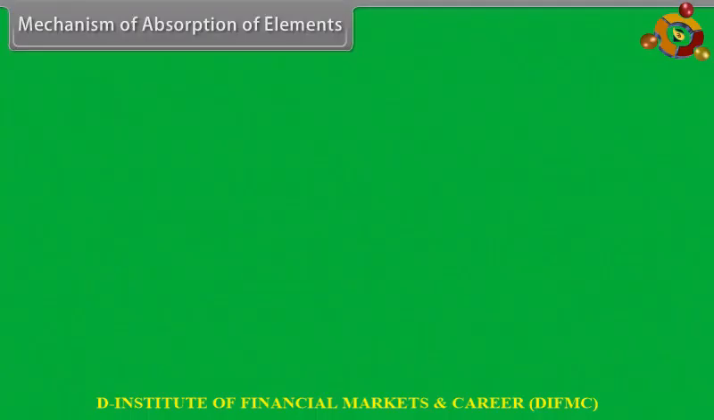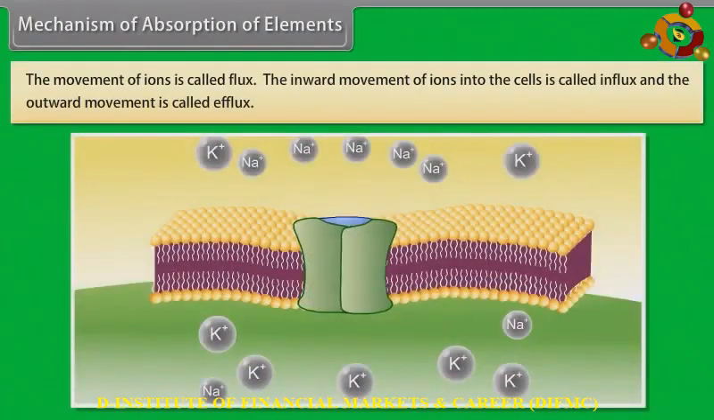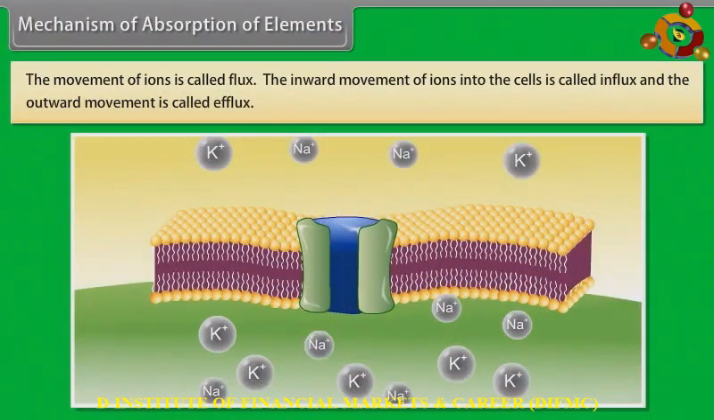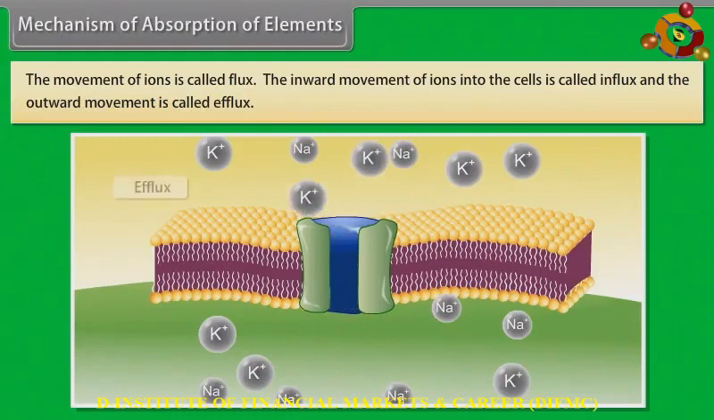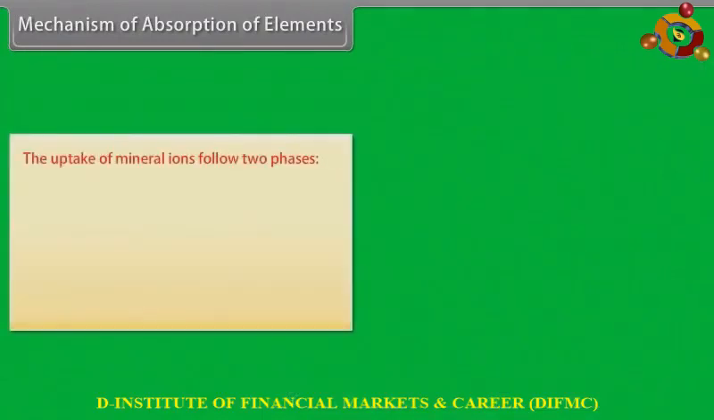Mechanism of absorption of elements. The movement of ions is called flux. The inward movement of ions into the cells is called influx, and the outward movement is called efflux. The uptake of mineral ions follows two phases.